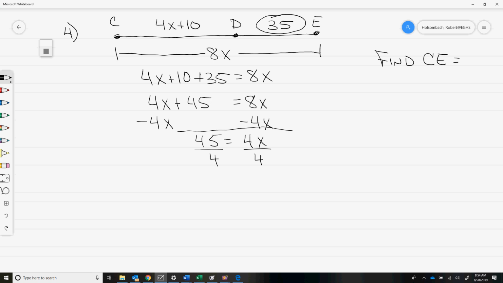45 divided by 4 is 11.3. So 11.3 equals your x. But you don't need x, you need C to E. This is your C to E. So C to E is equal to 8 times the 11.3, and 11.3 times 8 is 90. So C to E equals 90.